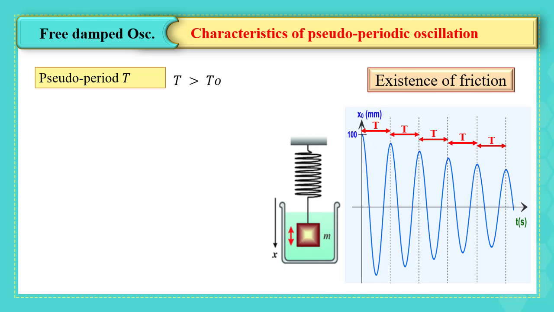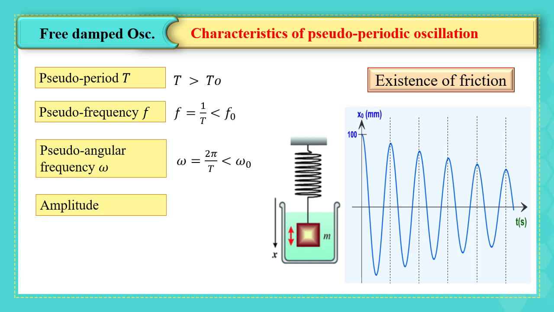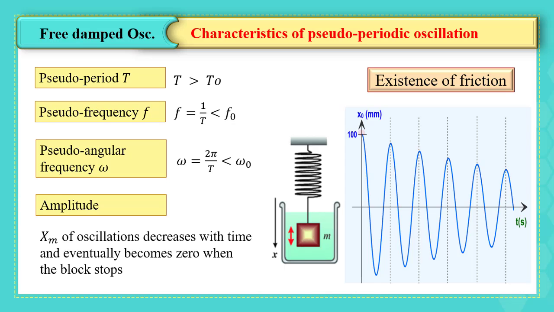Pseudo-frequency F. F equals 1 over T, so it is less than the proper frequency F0. Pseudo-angular frequency omega, so omega equals 2 pi over T, then it is less than the proper angular frequency omega 0. The amplitude. Actually, the amplitude of oscillations decreases with time and eventually becomes 0 when the block stops.